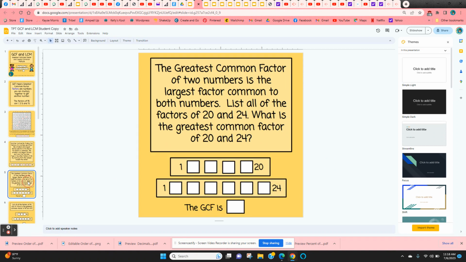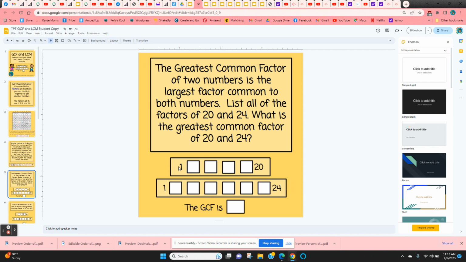So the next slide, they're going to do the same thing. What is the greatest common factor of these two numbers? So they're going to find the factors of 20 and the factors of 24 using that method, and then look for the greatest common factor, the greatest factor they have in common.